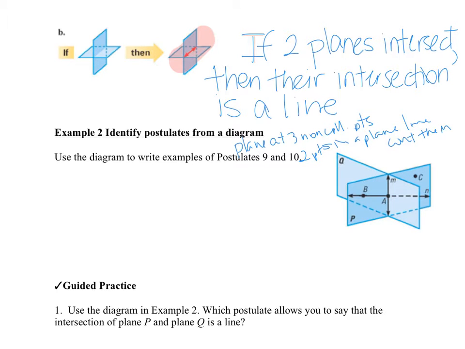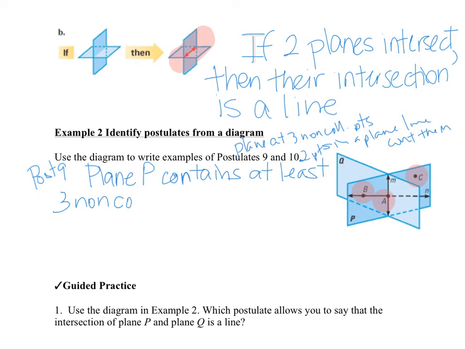So now we're going to look at the diagram. We're going to see that a plane has at least 3 non-collinear points. Well, I can see 3 non-collinear points right here. And what plane are they in? Plane P. So for the first, postulate 9, plane P contains at least 3 non-collinear points A, B, and C.